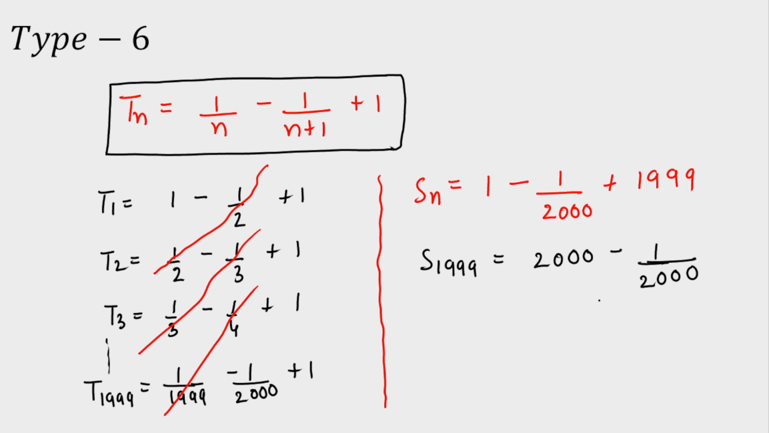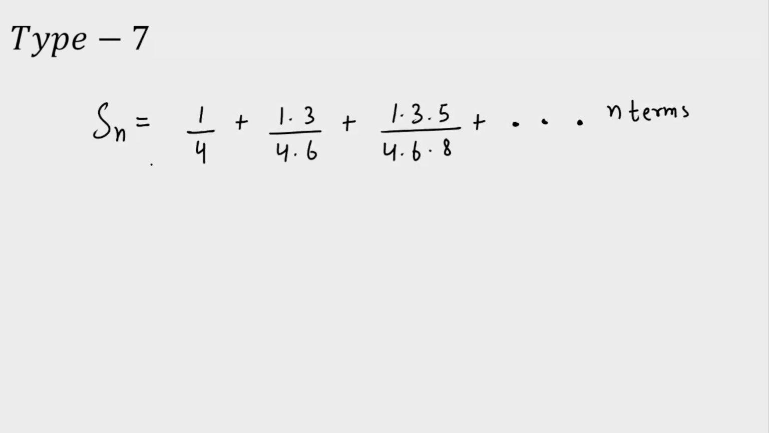Let's move to type 7. Now moving on to type 7, S of n is given as 1/4 plus (1·3)/(4·6) plus (1·3·5)/(4·6·8) and so on till n terms. Now you have to write the nth term. You can generalize easily because odd terms are there in the numerator and even terms are there in the denominator.